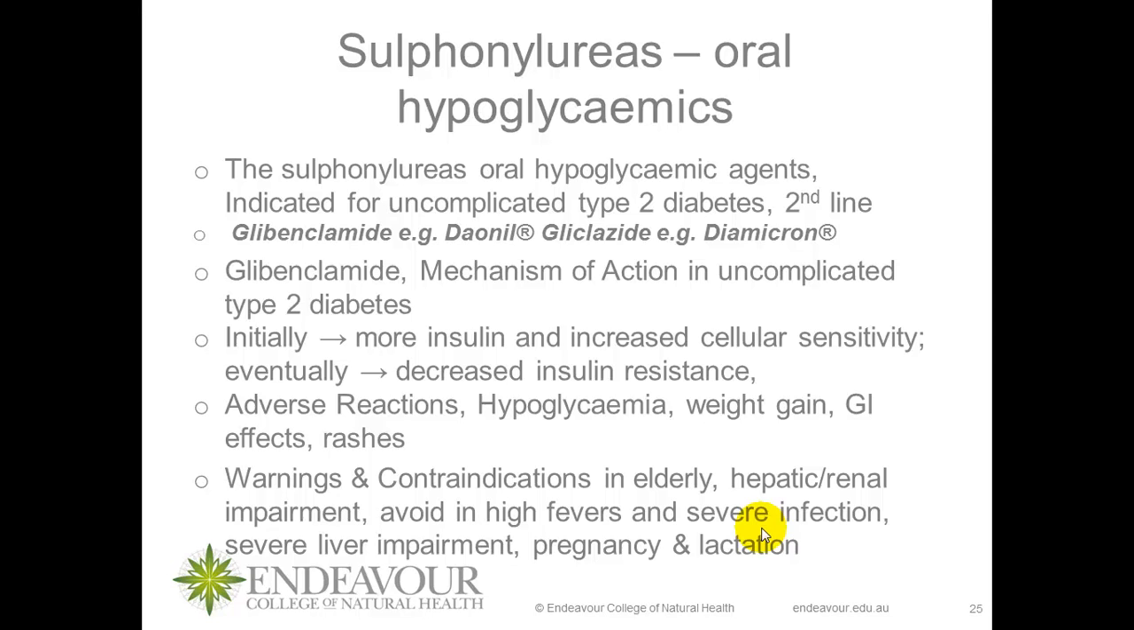So let's have a look at some of the examples of oral hypoglycemics. The sulfonylureas are oral hypoglycemic agents, including glibenclamide and gliclazide.